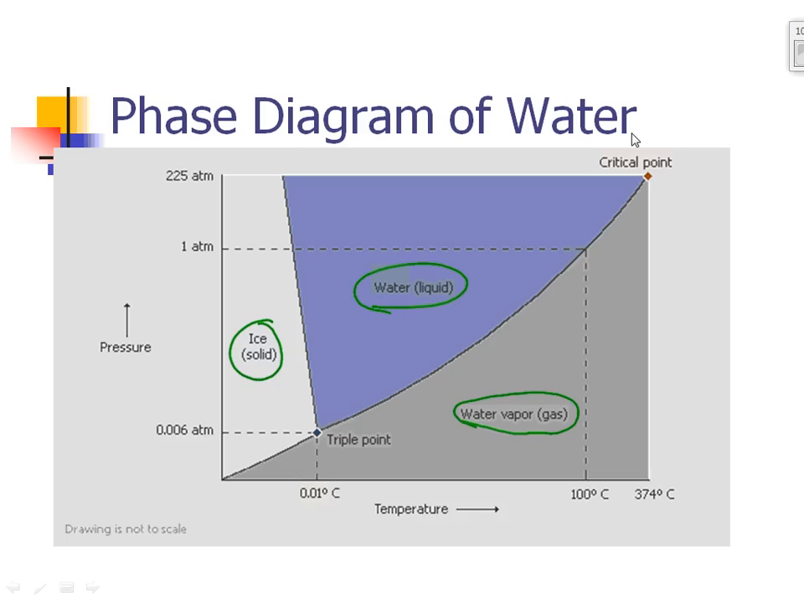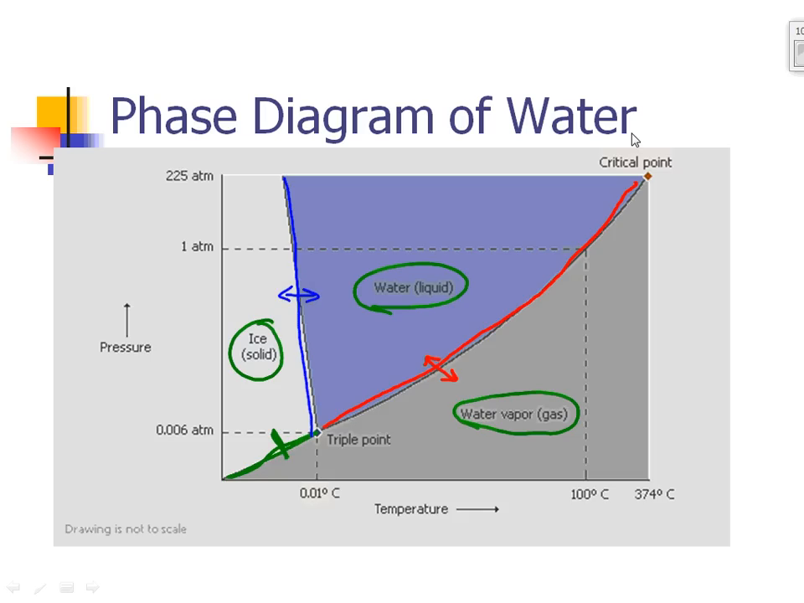All of these lines, so this line right here in green, is where we go between a gas and a solid. This is where sublimation and deposition occur. The red line that I'm going to draw is between a liquid and gas, so this is where boiling and condensation occur. The blue one is between solid and liquid, so this is where freezing and melting happen.